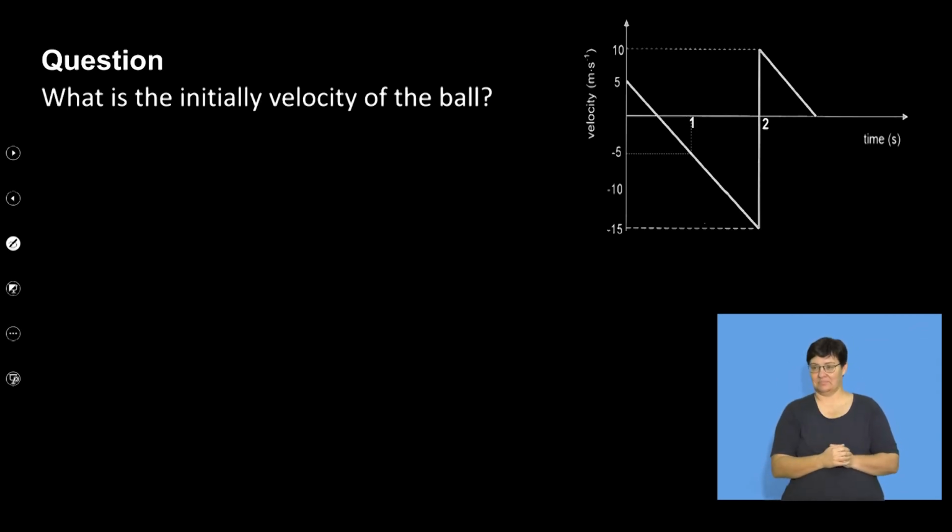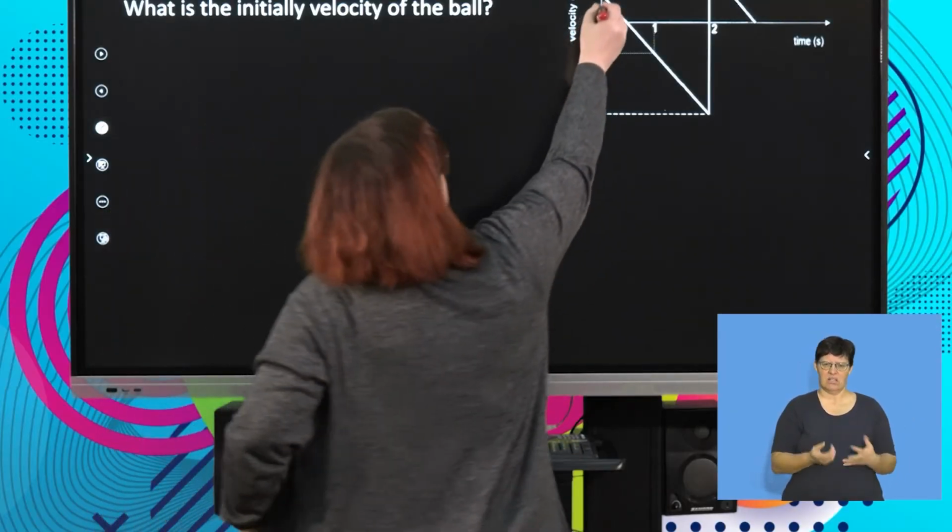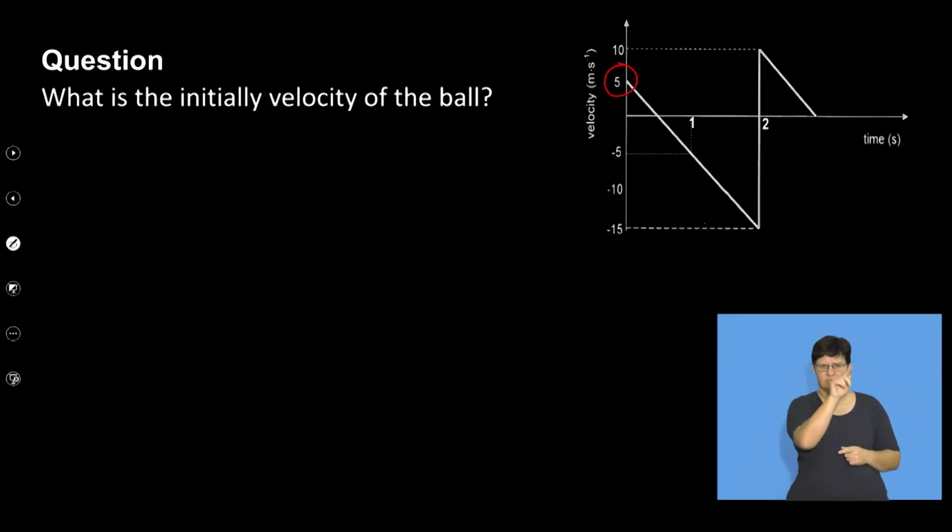So, first question, what is the initial velocity of the ball? Well, that's fairly straightforward. Initial velocity, we just had 5, so we would say, well, the initial velocity is 5 meters per second. Up, don't forget the direction.